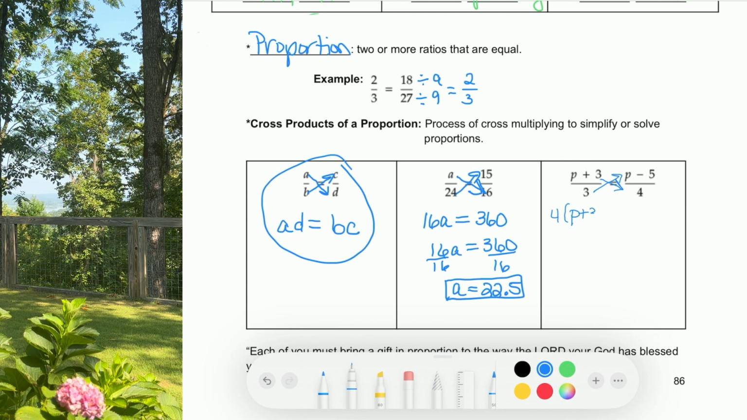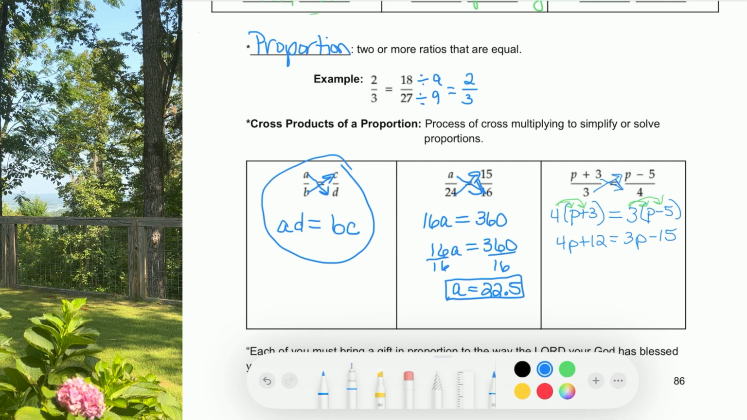So I have 4. I'm going to do parentheses P plus 3 because that 4 needs to multiply against both of those items, not just one of them. Equals, now I've got 3 times the other side. So I have 3 parentheses P minus 5. Now we get to distribute to actually solve the problem. So I get 4P. 4 times 3 is 12, so I get plus 12. 3 times P is 3P, and then 3 times negative 5 is going to give us minus 15.